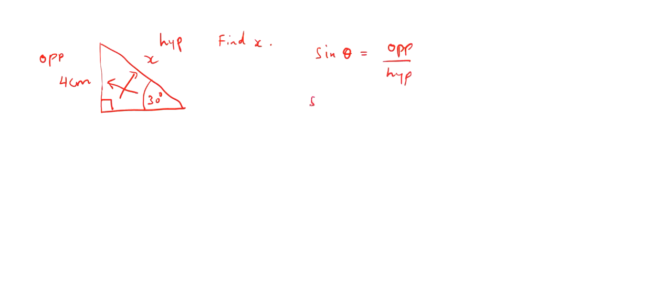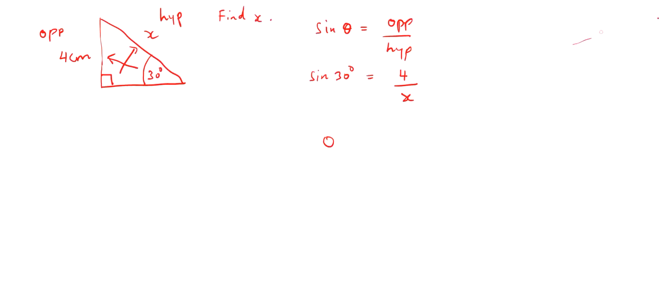So sine, what is the angle? The angle is 30 degrees, is equal to opposite, which is 4, over hypotenuse, which is x. Now this is where students get confused. The first thing you should do is find sine of 30 degrees, and again make sure your calculator is on degrees, right? So sine 30 is 0.5, so 0.5 is equal to 4 over x, right?